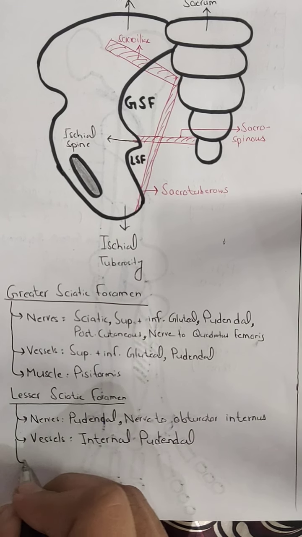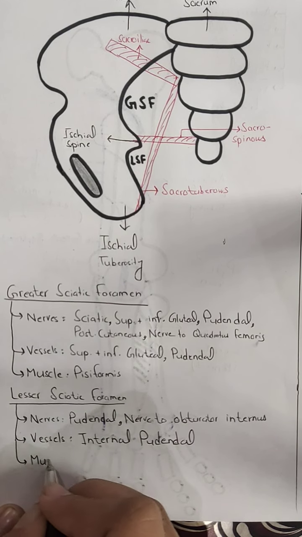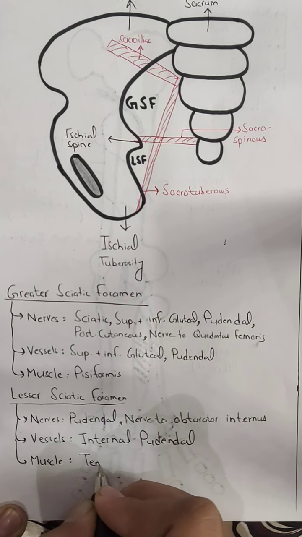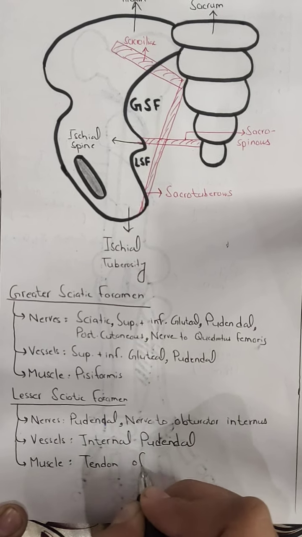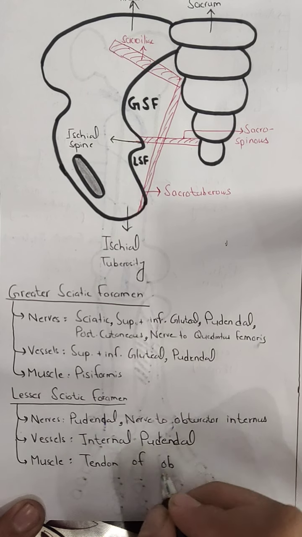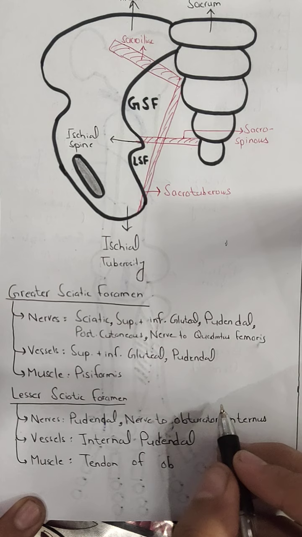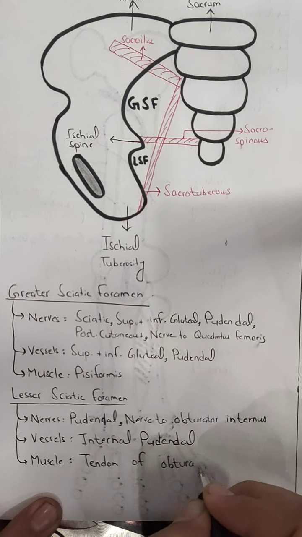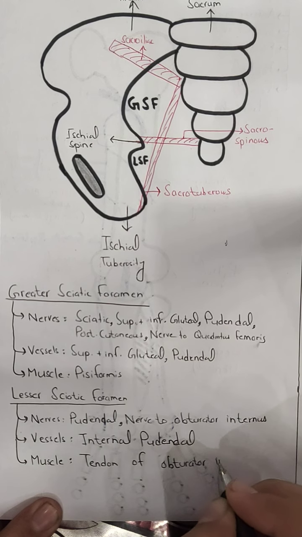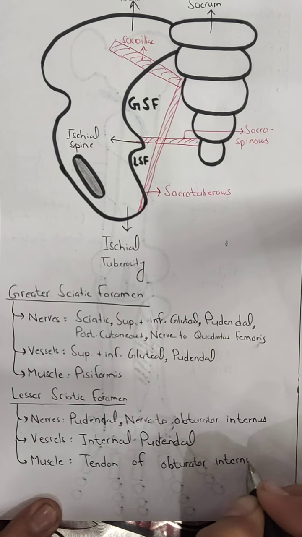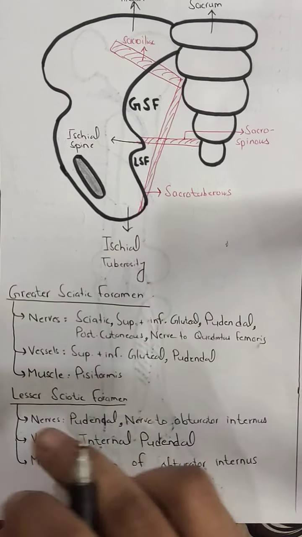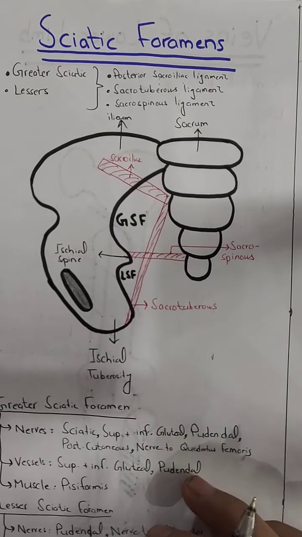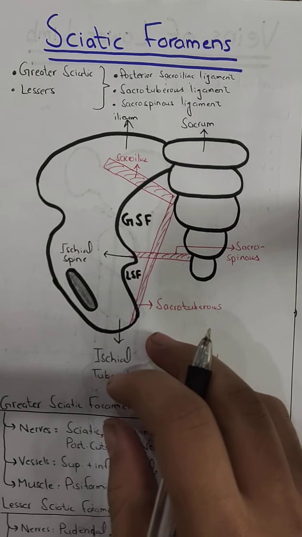And the muscle which is present in the lesser sciatic foramen, it is very important, you must remember this, is the tendon of obturator internus. As it is supplying a nerve to this, this muscle is present in this foramen. The tendon of the obturator internus is present in the lesser sciatic foramen. So this is about the contents of the greater and the lesser sciatic foramen, and this was the diagram of how these foramens are formed.